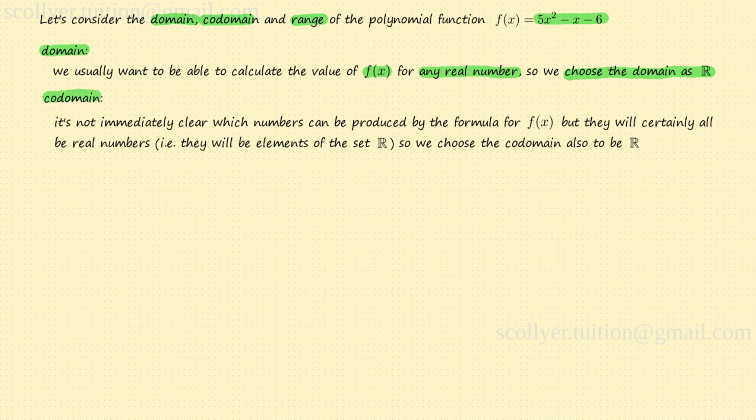Now for the codomain, it's not clear which numbers can be produced by the formula for f of x, but whatever is produced by that formula will certainly be real numbers. So we choose the codomain also to be R. And note that we're not claiming that every single number in R will be produced by the formula. We're merely claiming that any number that is produced by the formula 5x squared minus x minus 6 will certainly be in the set R.